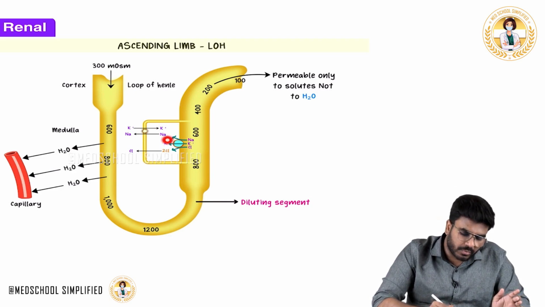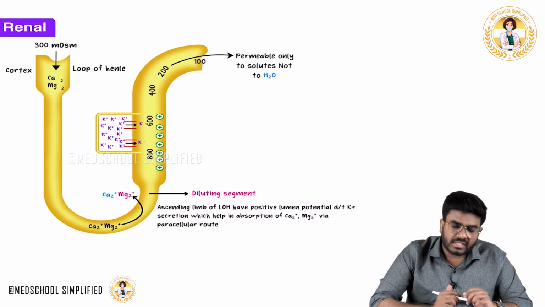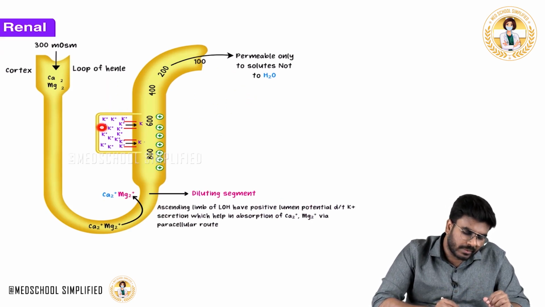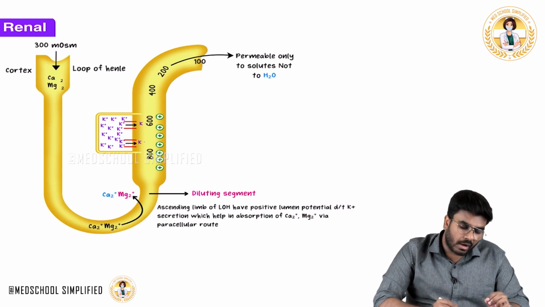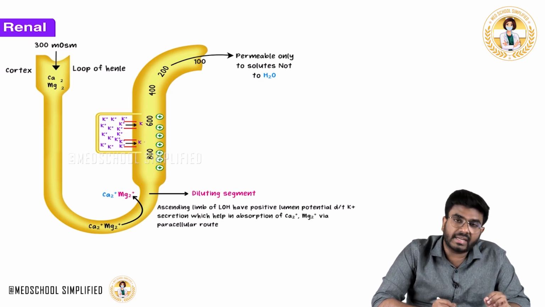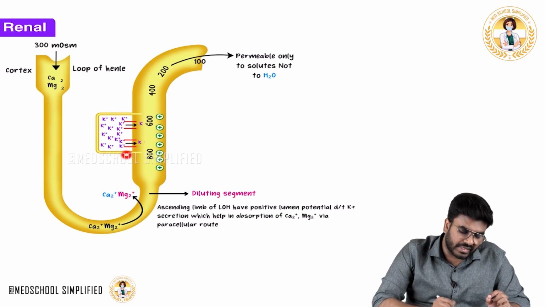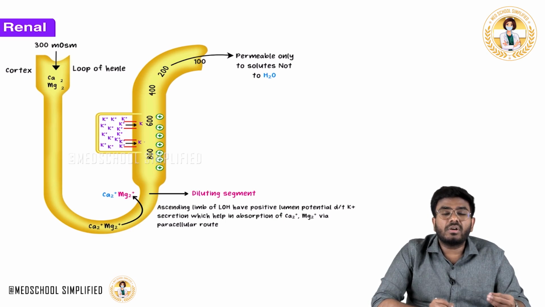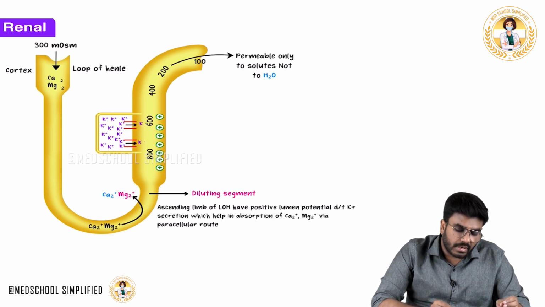Now, let's talk about the fate of this potassium. What happened to this potassium? Now, look at this image, guys. In the ascending limb of loop of Henle, these epithelial cells have more amount of potassium. Now see, potassium from these cells will start to leak. Now they are getting secreted back into the lumen. Because of the secretion of this potassium, which is a positive ion, potassium is being secreted into the ascending limb of loop of Henle.